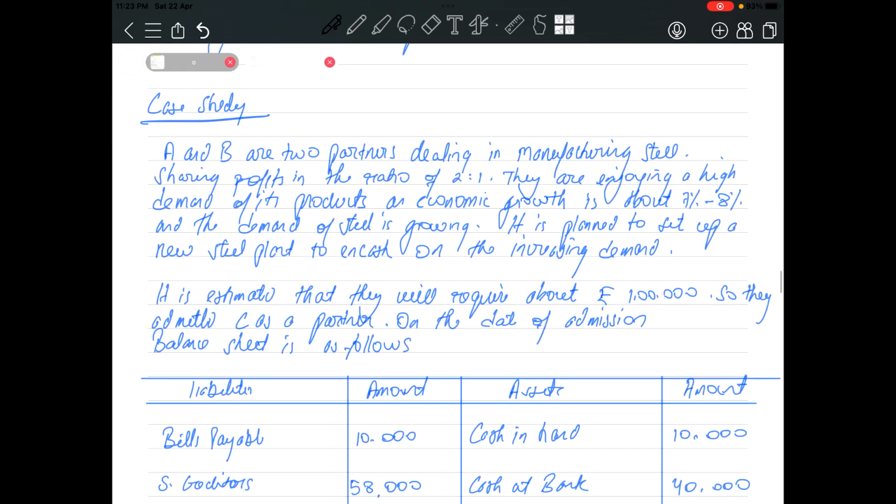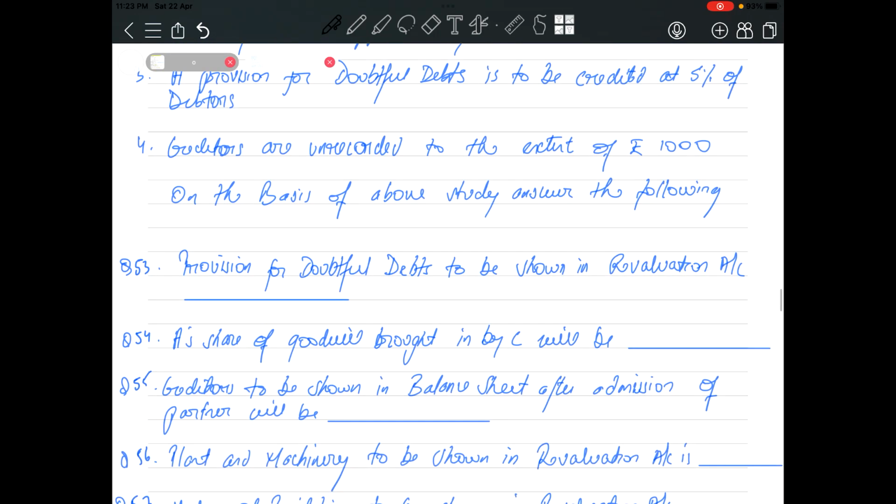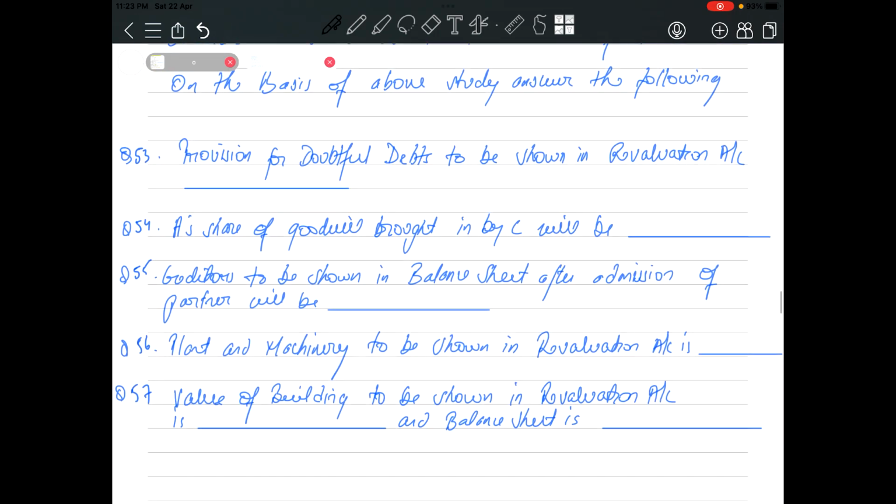Before we move to the case study, I will tell you the logic, how you have to deal with these case studies. A question will be given basically. When you see your admission and retirement questions, this is basically a question. Other information will be given, and the requirement will be given. See questions number 53, 54, 55, 56, 57. This type of questions they will make, and they will ask you questions based on the above case study.